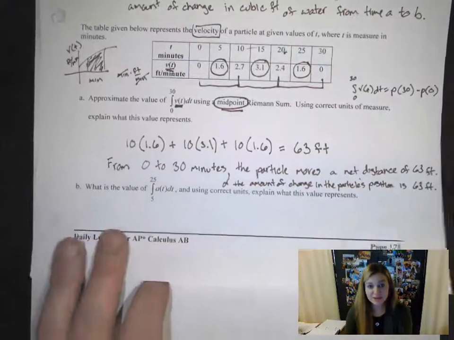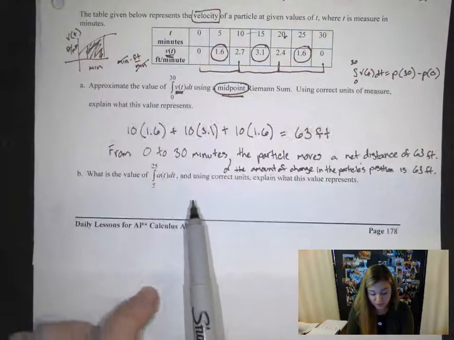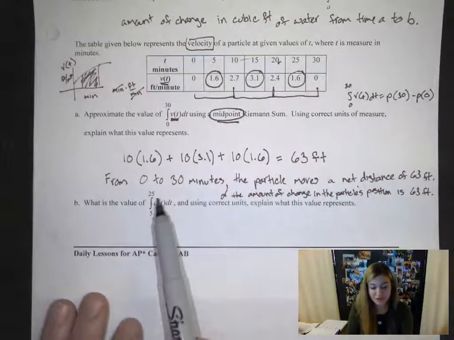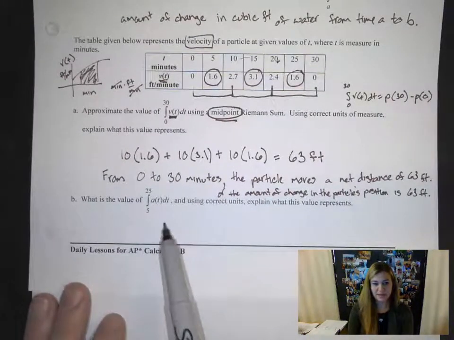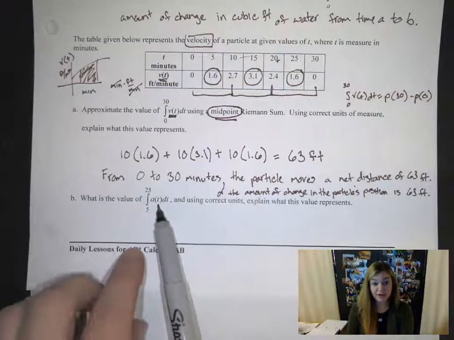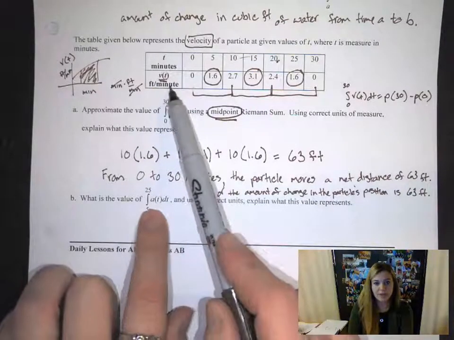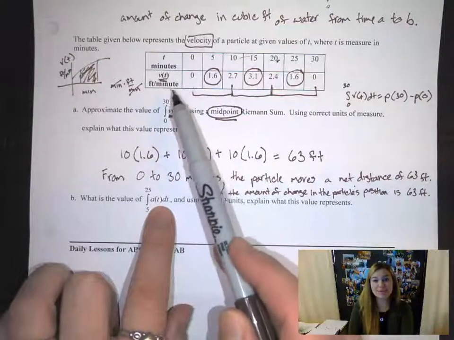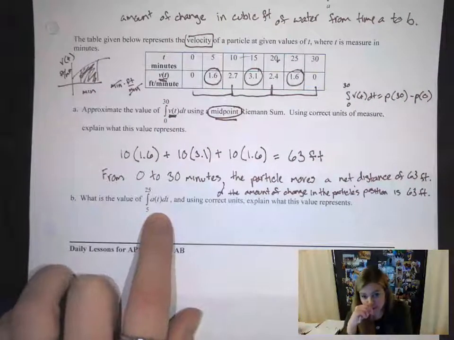Okay, let's do another one then. This one says, what is the value of this integral 5 to 25 of a of t dt? Okay, so I'm saying the integral from 5 to 25 of a of t. So should I do the area under the curve? And I look up here and I'm like, oh no, they don't match, which means that I can't do a Riemann sum even to approximate this. So I have to be thinking a little bit more.